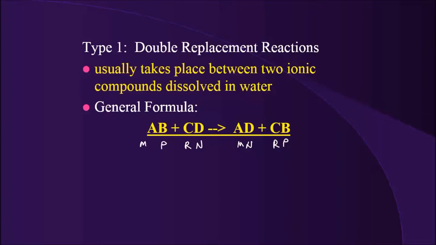No. The analogy we use is square dancing, where you exchange partners. Do you understand even the name double replacement? Sometimes it's even called double displacement. Whatever happens, there is an exchange of partners, and it has to be metal with non-metal. It cannot be metal-metal or non-metal-non-metal.